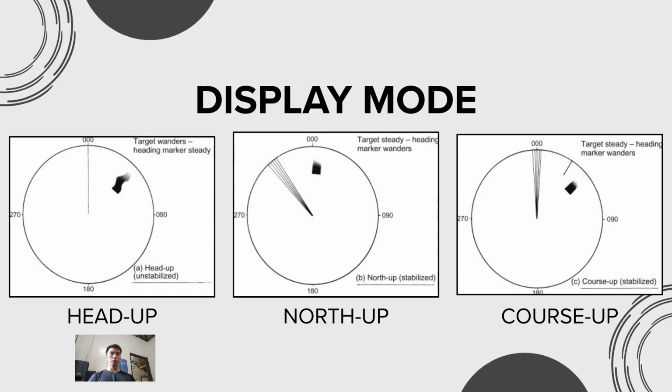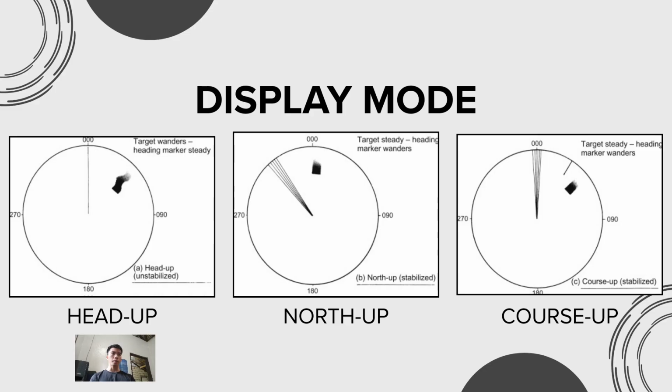In the head up, the target wanders, while the heading marker stays steady. In the display mode, the north up is where the chart is oriented to the true north. Next is the head up, where the target wanders and the heading marker moves slowly. Head up is where the chart follows the ship's heading.